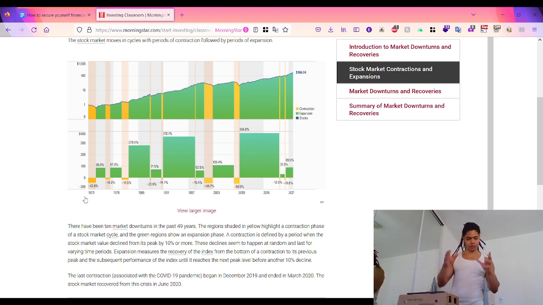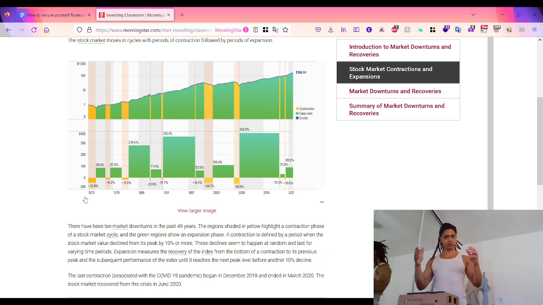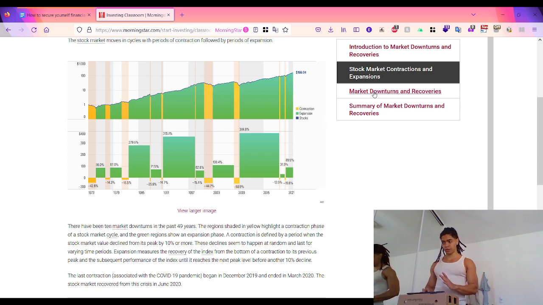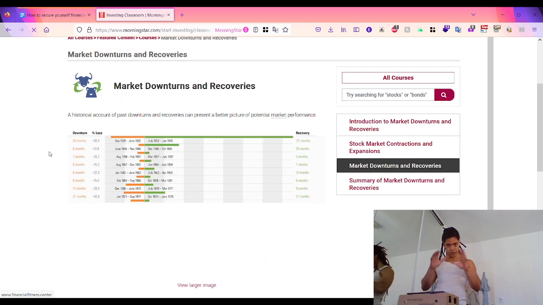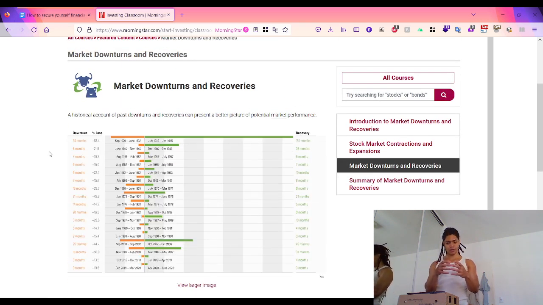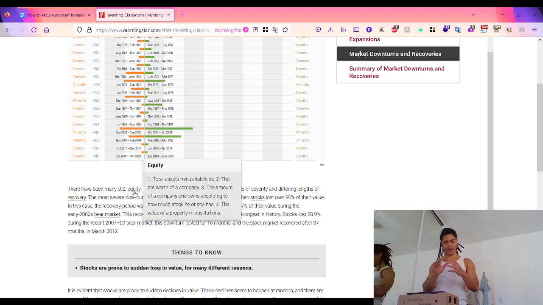So with that, now that I know what a contraction and expansion phase are, I look at the market downturns and recoveries, again looking at historical data, where you can get a better picture of potential market performance. And by looking at this data of the US equity market, by equity we mean the total amount of assets minus its liabilities. That's the equity, the net worth of a company.